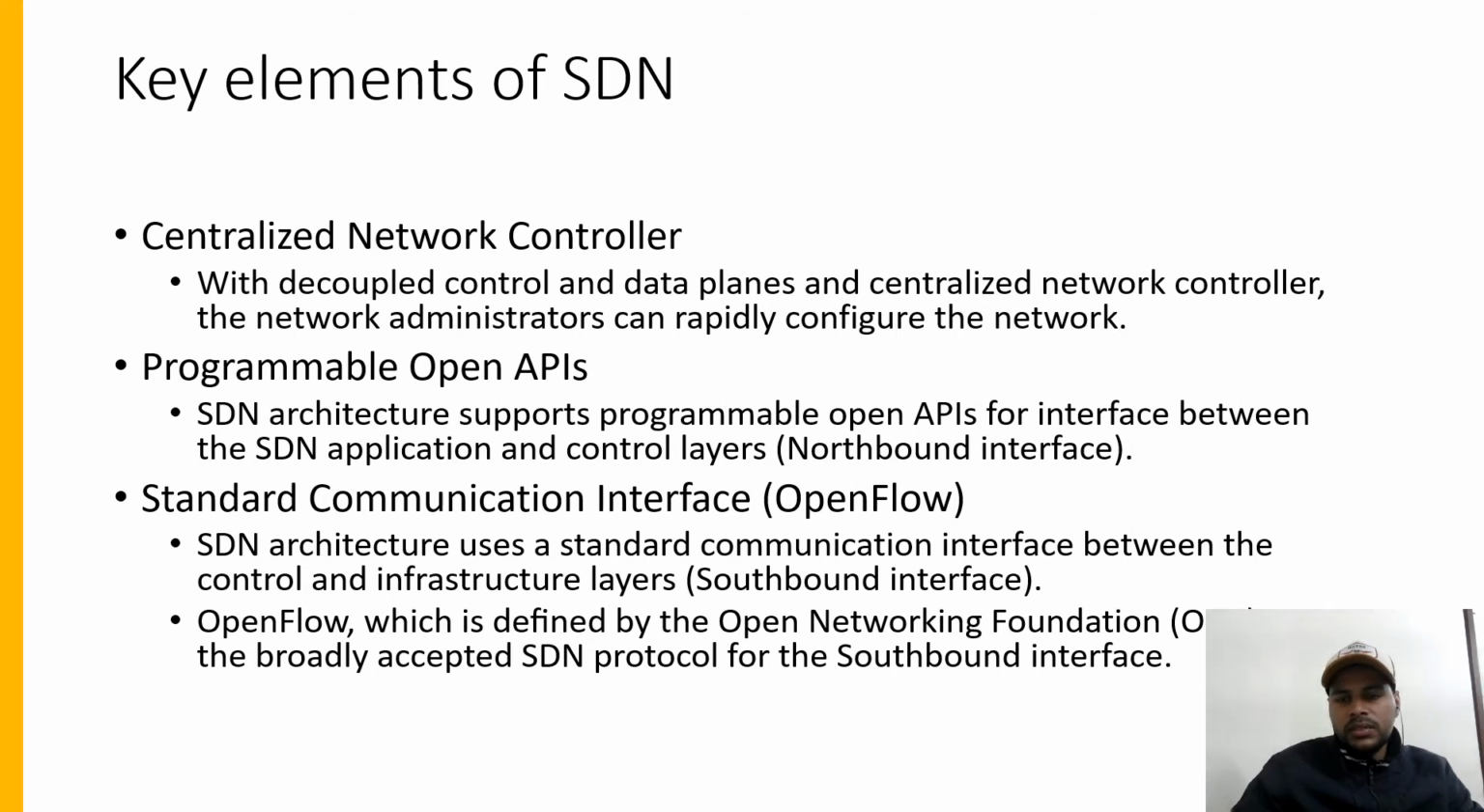Programmable open APIs. The SDN architecture supports programmable open APIs for the interface between the SDN communication application and control layers. That is, application programming interfaces are used in programmable open APIs. Third one is the standard communication interface, OpenFlow. SDN architecture uses a standard communication interface between the control and infrastructure layers. OpenFlow, which is defined by the Open Networking Foundation, is the broadly accepted SDN protocol for the southbound interface.